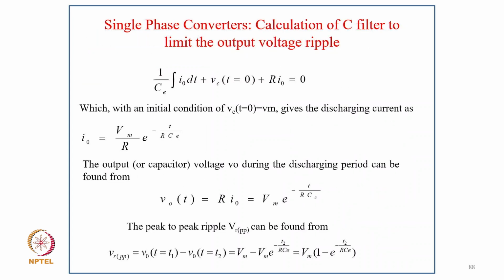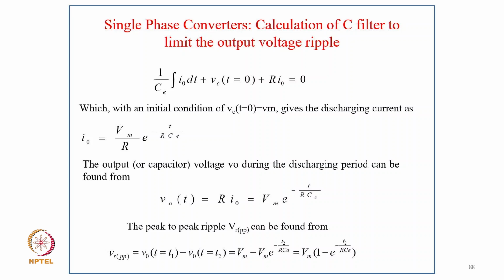So we can write the calculation for the C filter: 1 upon C integral I0 dt plus Vc at t equal to 0 plus R I0 equal to 0. With the initial condition Vc at t equal to 0 equal to Vm, this gives the discharge current as I0 equal to Vm upon R e to power minus t upon RC. The output or capacitor voltage V0 during the discharge period can be found as V0 equal to R I0, or equal to Vm e to power minus t upon RC.